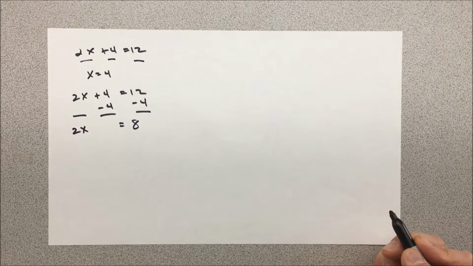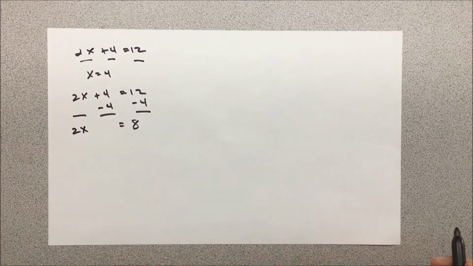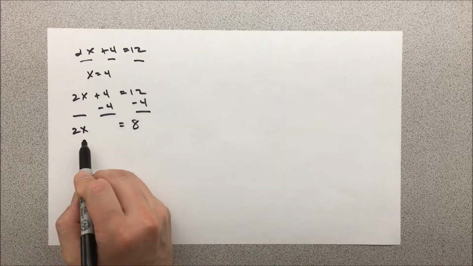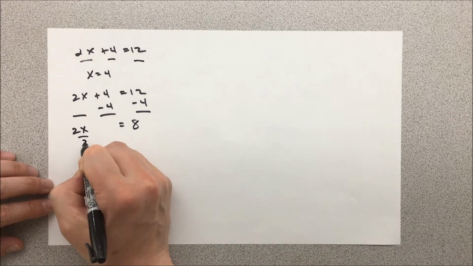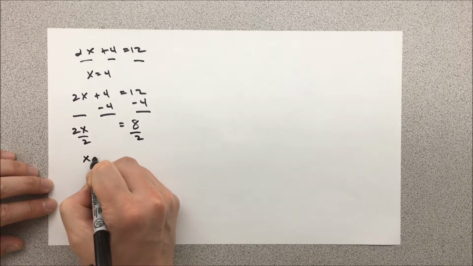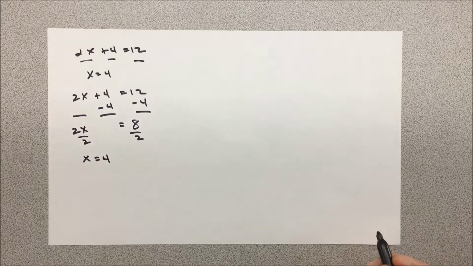For this problem, I can subtract 4 from both sides. And now I have 2x is equal to 8. I can divide both sides by 2 to get that x is equal to 4. I went one step further with this problem in terms of solving for a variable, but this concept will be covered in another video shortly.